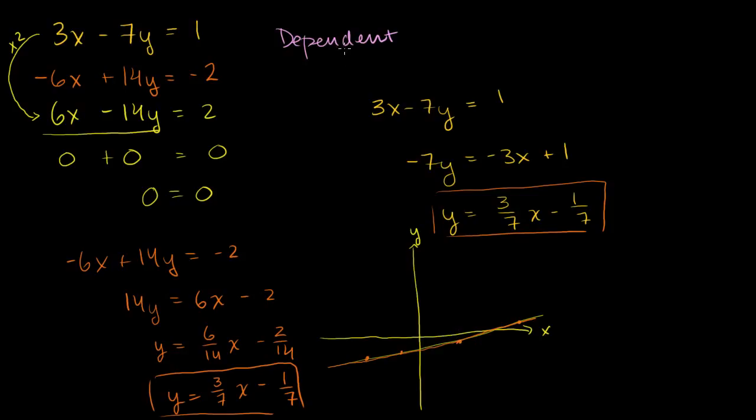And when we use the word dependent, it's because you can get to one of these equations from the other, so these equations are dependent on each other. You can just scale one or the other and rearrange it, and they equal each other. So here you have infinite solutions. Anything that satisfies one line will satisfy the other. So you just pick an x. When x is 1, you get 3/7 minus 1/7. That's 2/7. So (1, 2/7) satisfies both equations. If you pick x is equal to 0, (0, negative 1/7) satisfies both equations. And you could pick an infinite number of values for x, solve for y, and those coordinates will satisfy both equations.